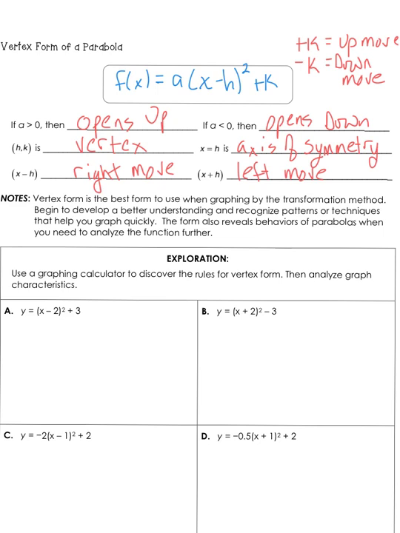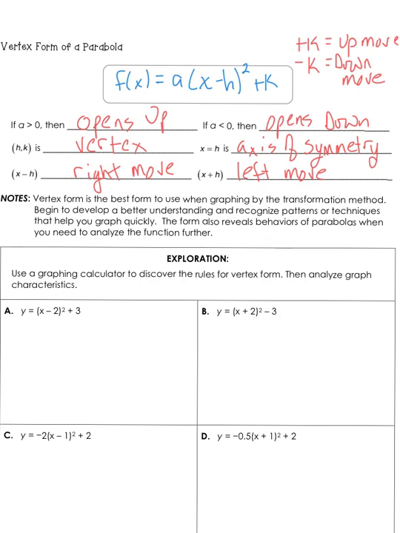And then of course, if a itself, the absolute value of a, not whether it's positive or negative, if a itself is greater than 1, you have a stretch. If a is between 0 and 1, meaning a fraction like 1/2, 2/3, 5/6, that's a shrink.